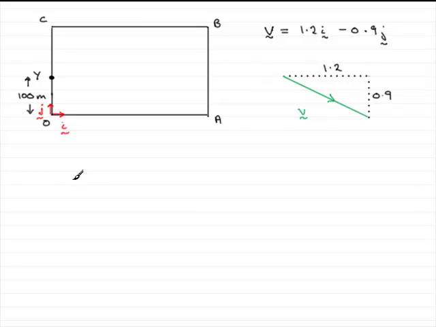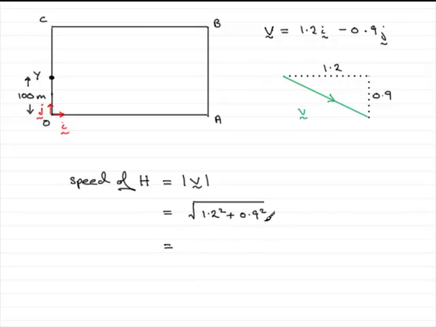The speed of H equals the magnitude of the velocity vector, which is going to be equal to the square root of the sum of the squares of the components. That's 1.2 squared plus 0.9 squared. Work that out, and what you find is that you get 1.5 meters per second. Okay, so that brings us to the end of the first part of this question.